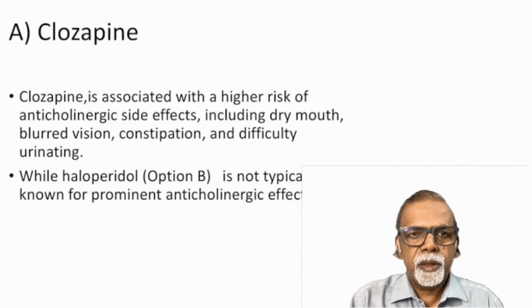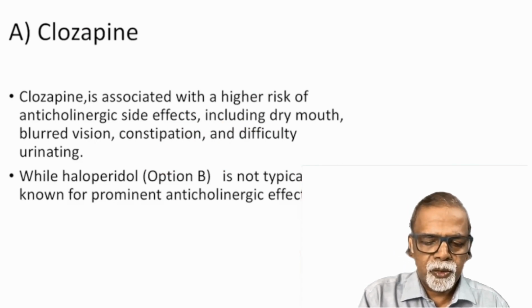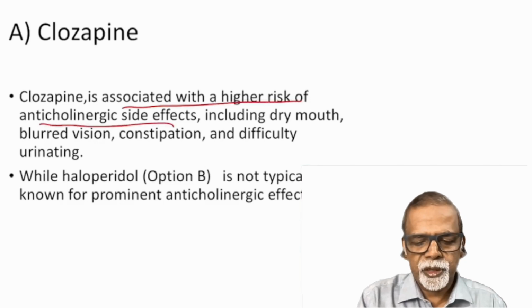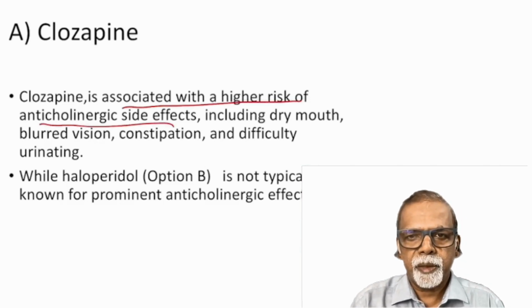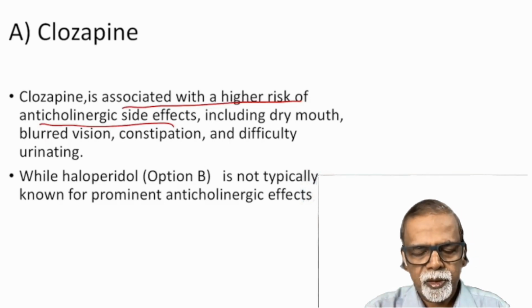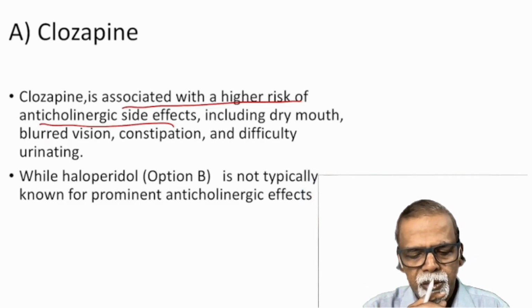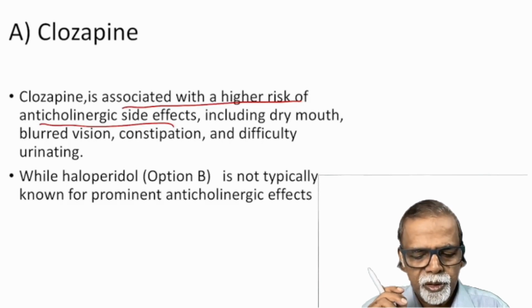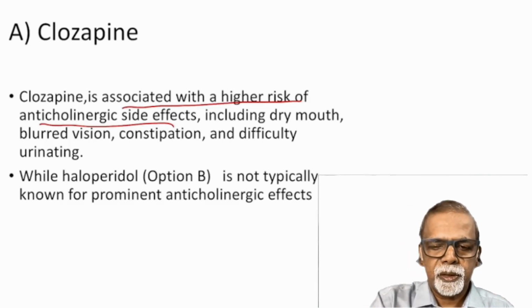So clozapine is associated with a higher risk of anticholinergic side effects, including dry mouth. So clozapine can produce agranulocytosis and a very high incidence of anticholinergic action. Haloperidol is not typically associated with prominent anticholinergic side effects. Now we go to the next question.